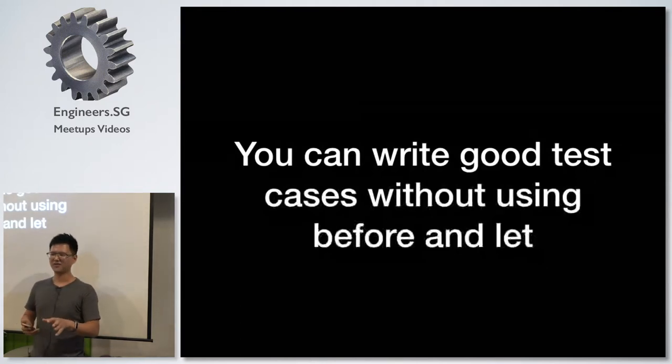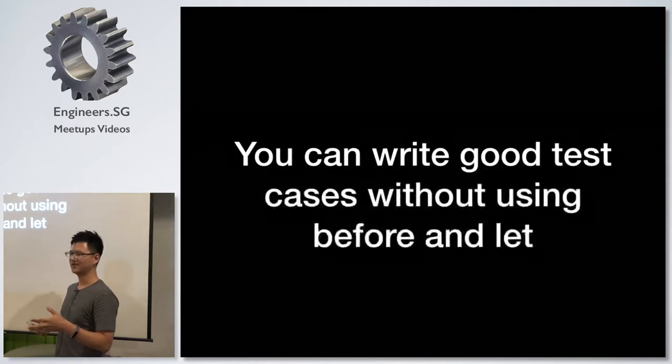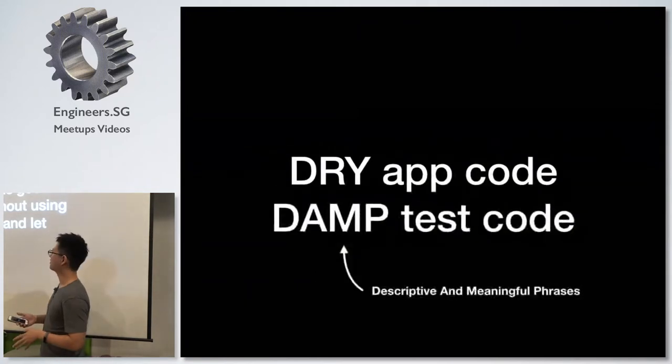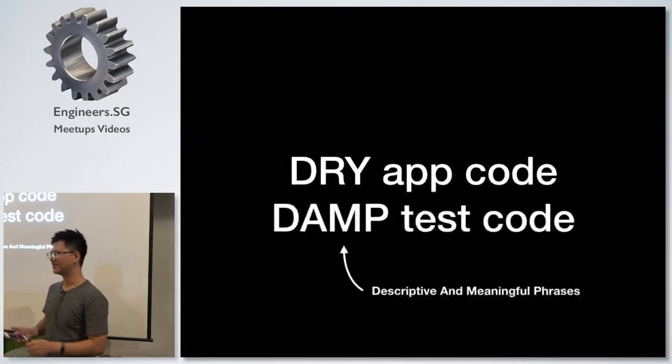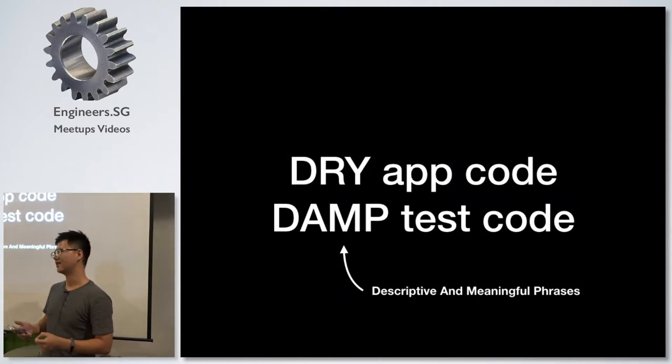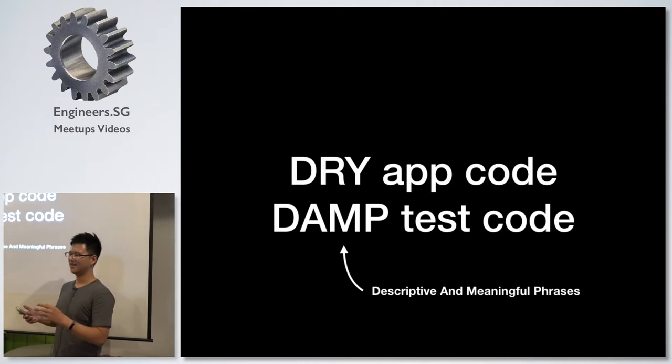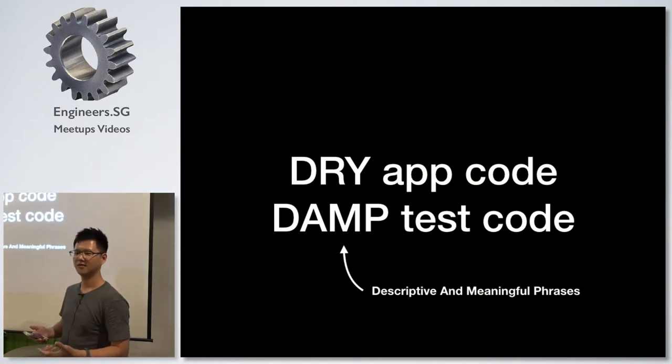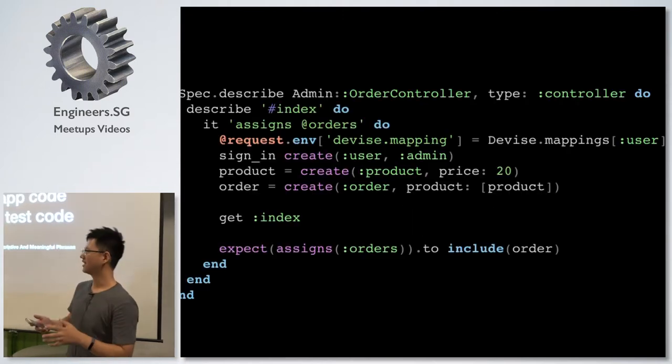And the first question you might want to ask is, how do you DRY your test code without using before and let? Right? DRY is important, right? So first of all, yes, DRY is important, but in test cases, you should favor DAMP over DRY in most cases. The reason is that sometimes you remove the duplication and over-abstract, and then it's harder to read because it's not straightforward anymore, which is particularly bad for test cases because a test case itself should be a document for your application as well.